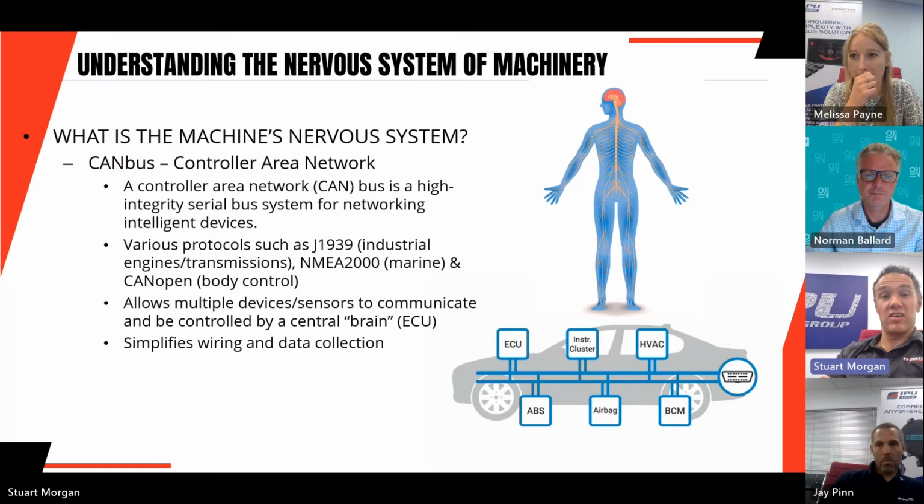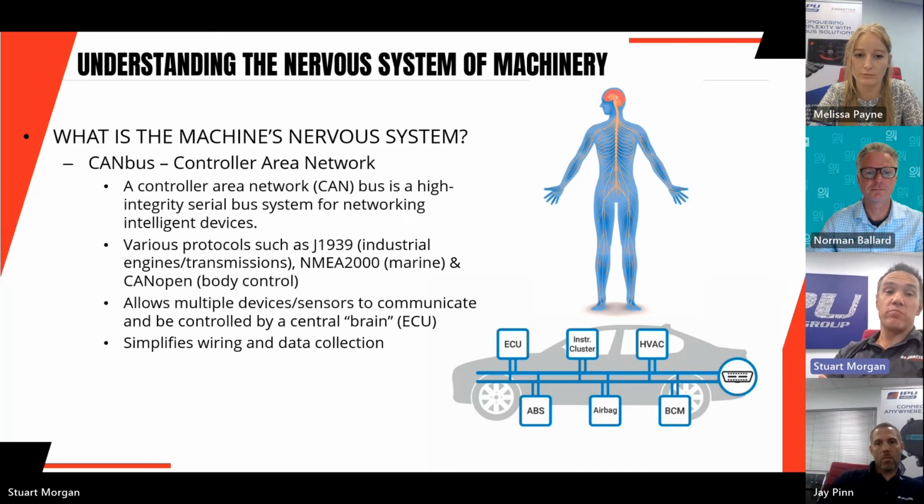It basically takes information from various sensors on a machine, whether that's a pressure sensor, RPM sensor, or fuel level, anything like that, and just communicates that to the brain, or the ECU (engine controller unit) or BCU (body controller unit).